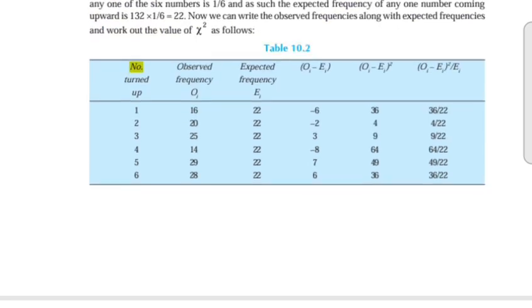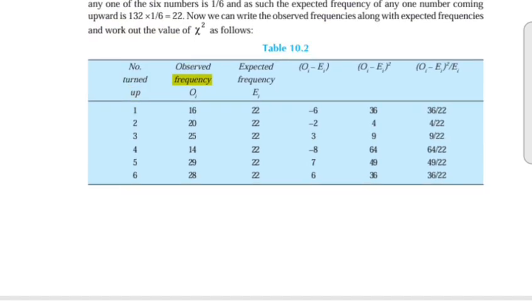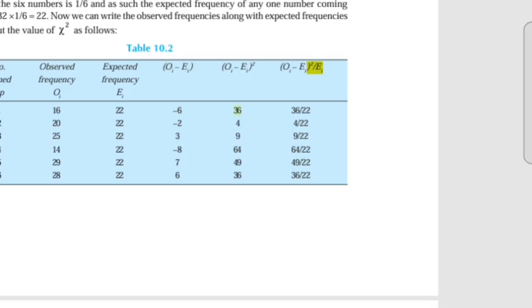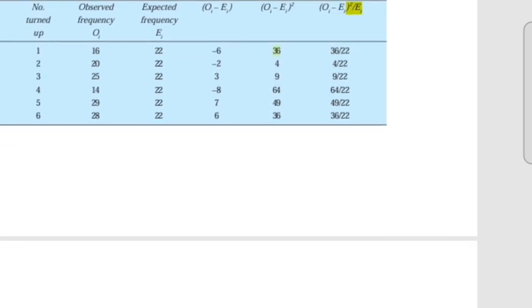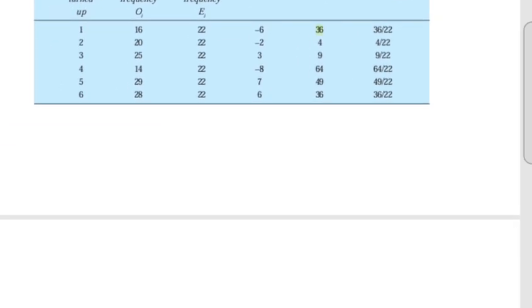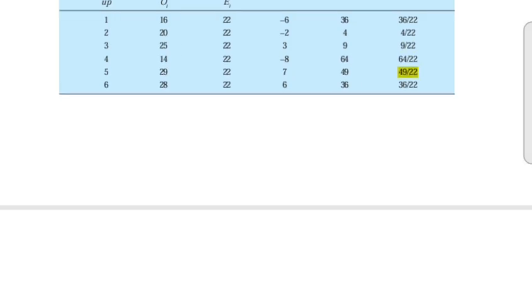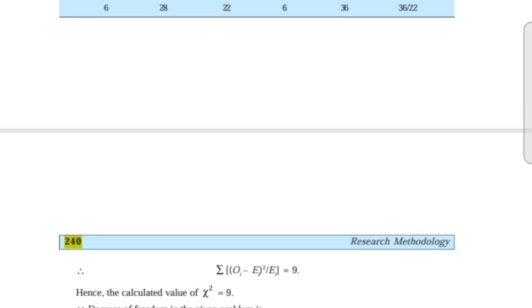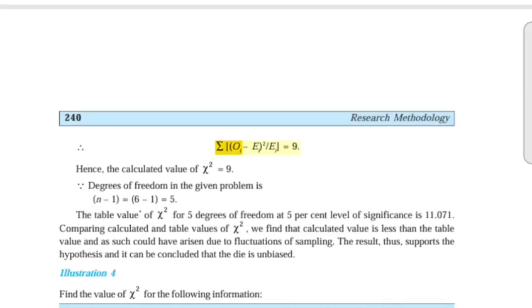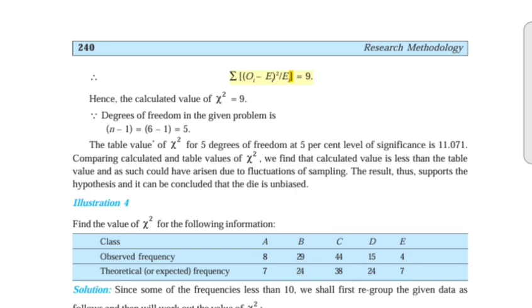Table 10.2. Number turned up: 1, 2, 3, 4, 5, 6. Observed frequency Oi: 16, 20, 25, 14... Expected frequency Ei: 22 each. Summation of (Oi - Ei)^2 / Ei equals 9. Hence, the calculated value of chi2 equals 9.